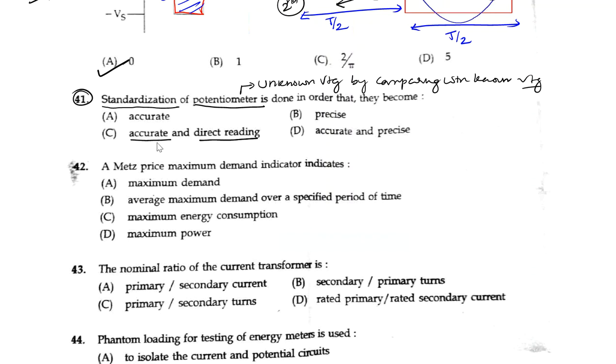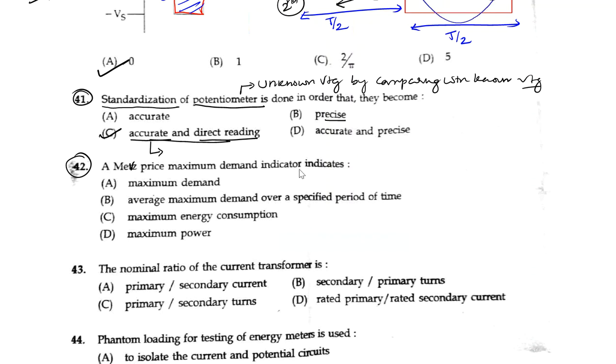So we are going to do the standardization to make the device more accurate and direct reading here. Accurate means getting the measurement value to the actual or true value. Precise is nothing but repeatedly getting the same value. So accurate and direct reading is the right answer for this 41st question here. Next one, 42nd question. A yearly MERS price maximum demand indicator indicates.